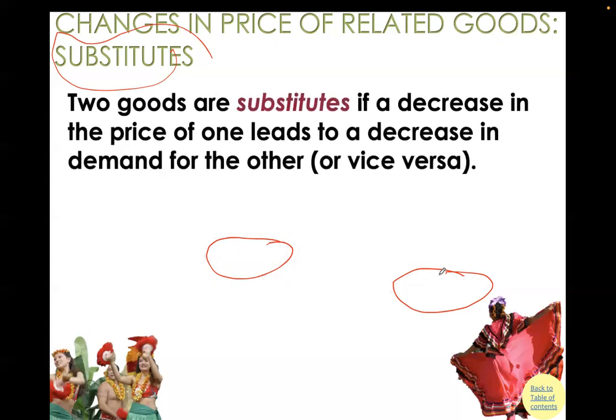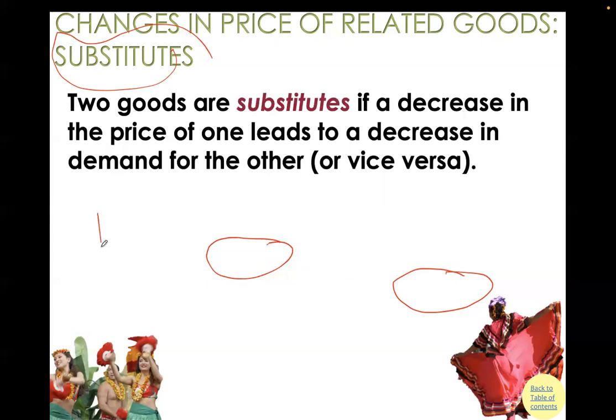And finally, we define two goods as substitutes. This is a little tricky, right? We say two goods are substitutes if a decrease in the price of one leads to a decrease in the demand for the other. In other words, they are going to move in the same direction. Let me write it down. Okay, let's put it here.